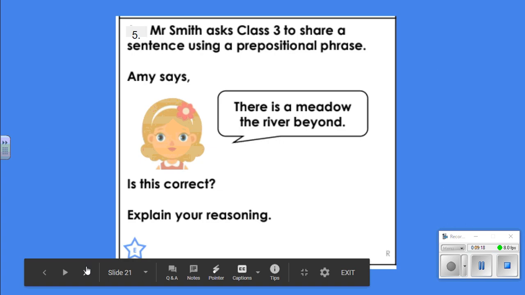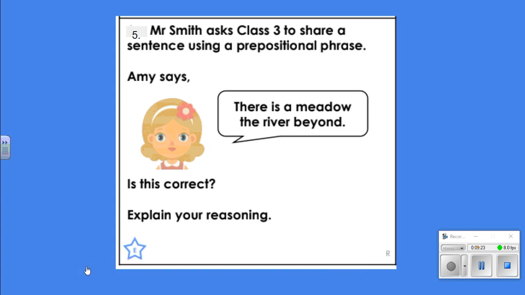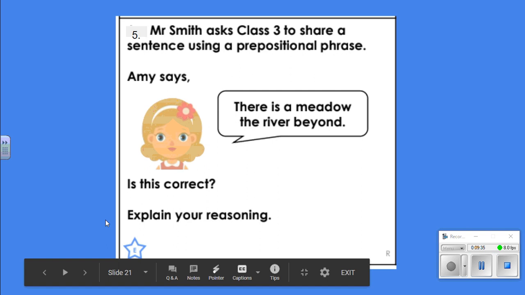Okay. And then number 5, Mr. Smith asks class 3 to share a sentence using a prepositional phrase. Amy says, there is a meadow, the river beyond. Is this correct? If it's not, explain your reasoning. And also, if it's not, please could you write what the sentence should look like?